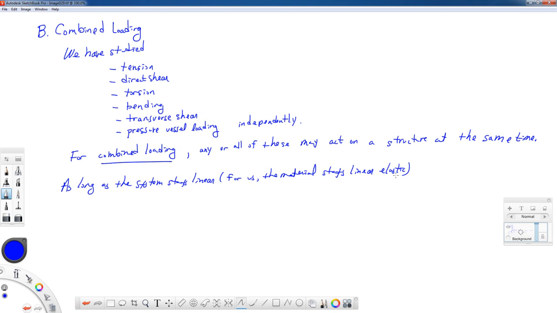Now there are other conditions besides just the material staying linear that have to happen in order for the whole system to stay linear. You could have large deformations and nonlinear behavior that way. In those cases, you can't use superposition. But in our class, we're not going to look at those kinds of cases. If you study advanced classes in structural mechanics or structures, then you may find other systems that are nonlinear, what they call geometric nonlinearities.